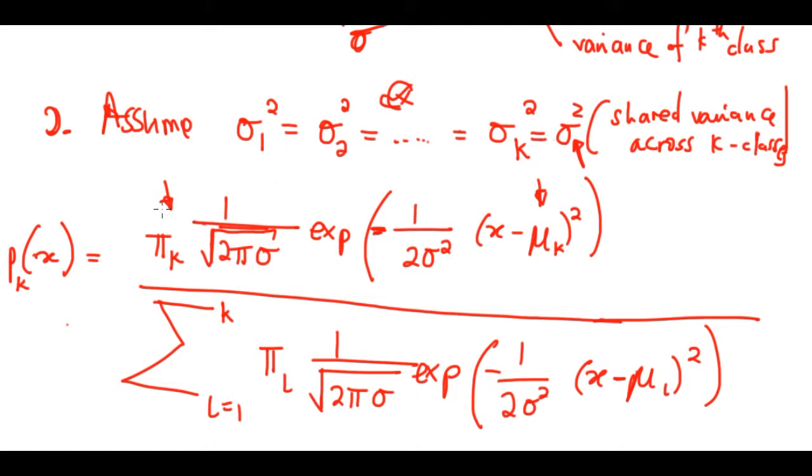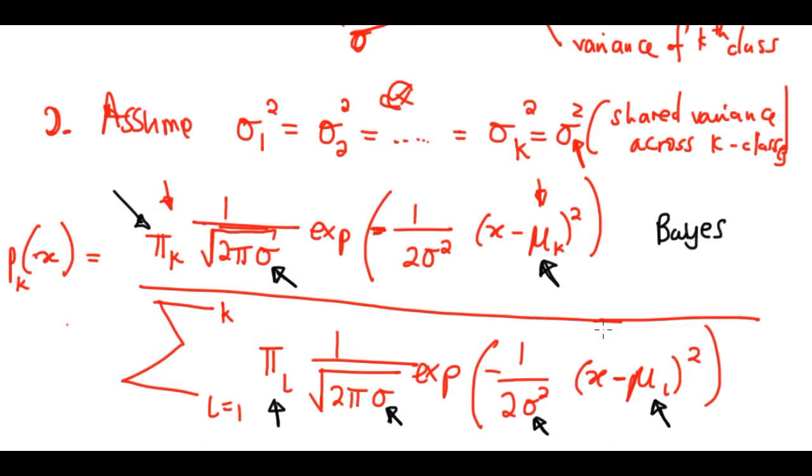So let me use a different color. LDA now will come and say, okay, this is your Bayes classifier. That is your Bayes classifier, but that is for someone who's fortunate enough to know the true values of these parameters. You have a shared variance, and you know what it is. You know what the shared variance is. And the pi. The Bayes classifier, like that.